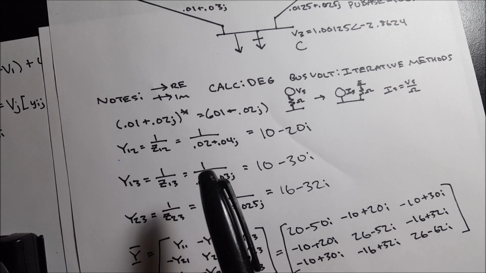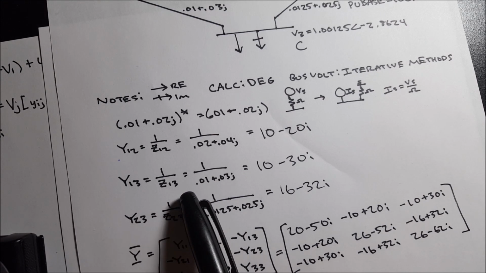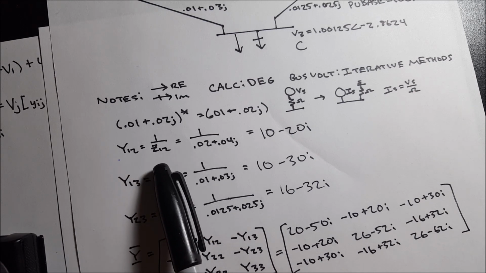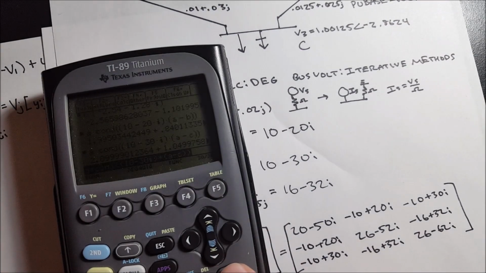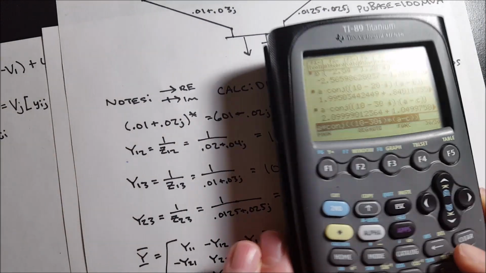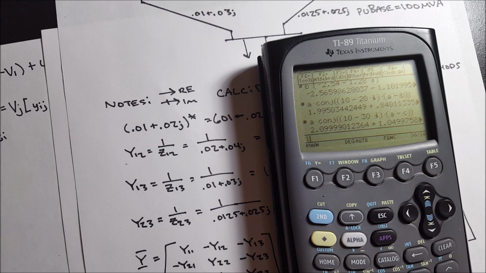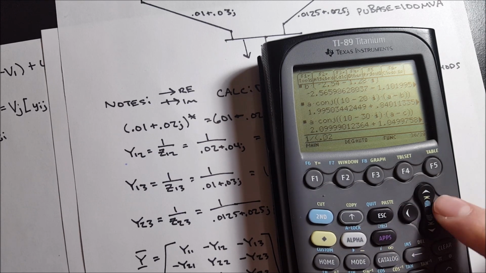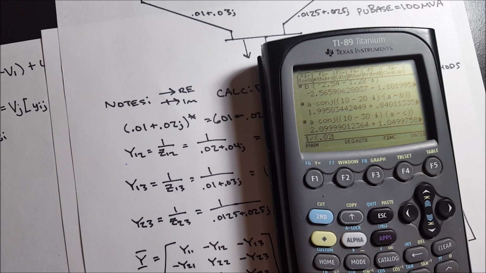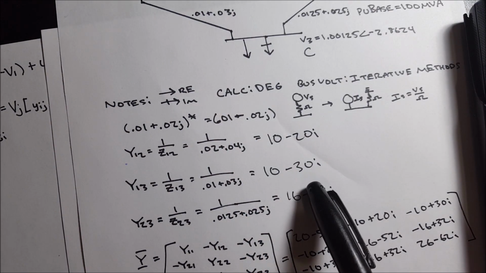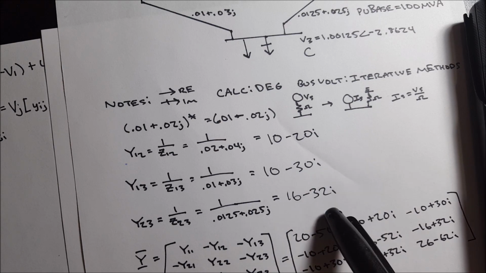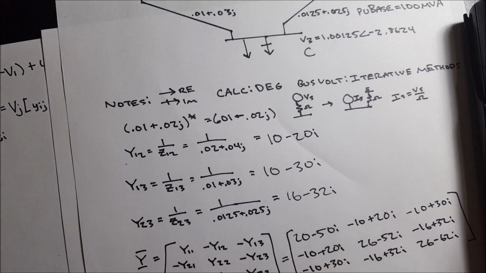First thing you want to do is turn the line impedances into admittances, and that's just 1 over the impedance. So 1 divided by 0.02 plus 0.04j, with parentheses. That gives 10 minus 20j, which is what I got here. And then the next 2 are 10 minus 30j and 60 minus 32j.